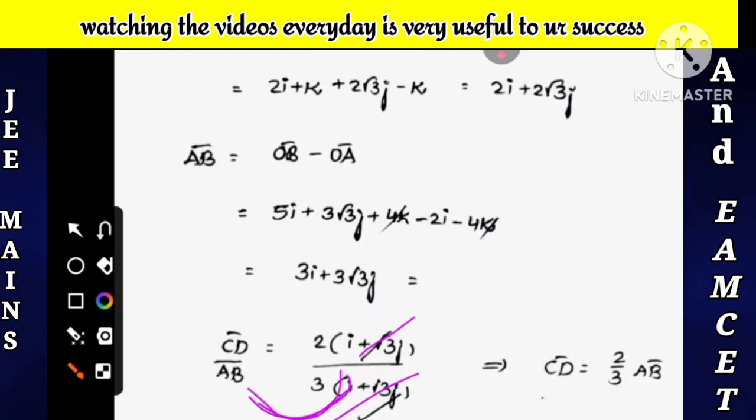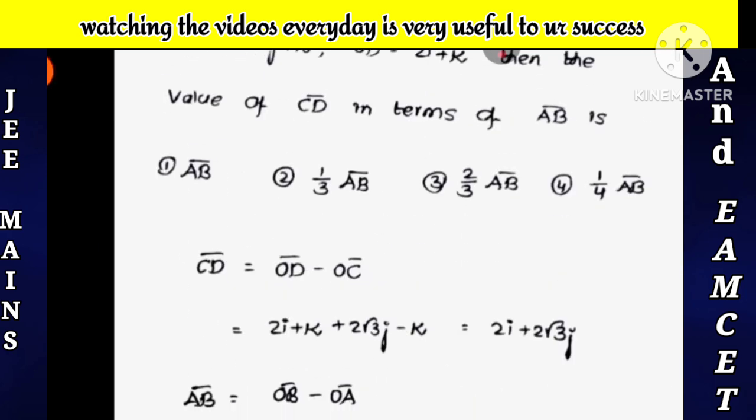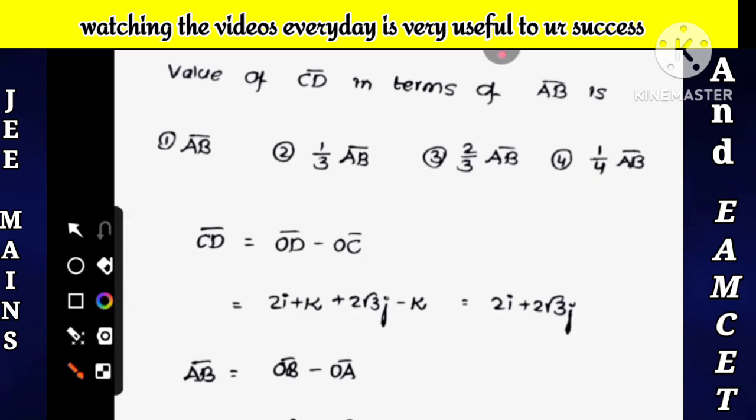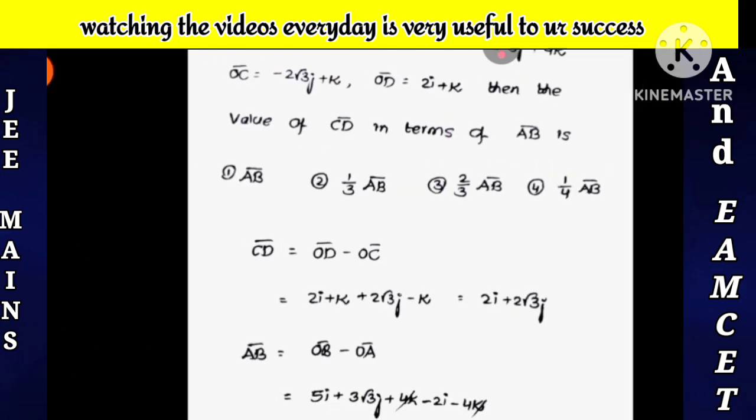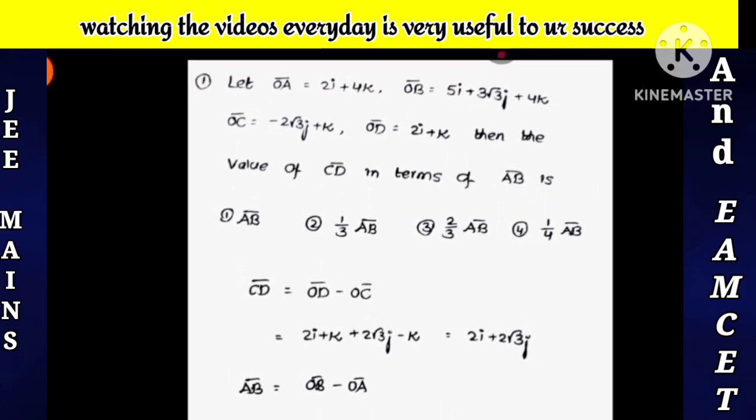Write this AB bar to the right side. Then you get CD bar is equal to 2 by 3 into AB bar. See the options here: 2 by 3 into AB bar, that is nothing but the third option. Very easy question. This is very important for both the IPE and the EAMCET level. Very simple answer.